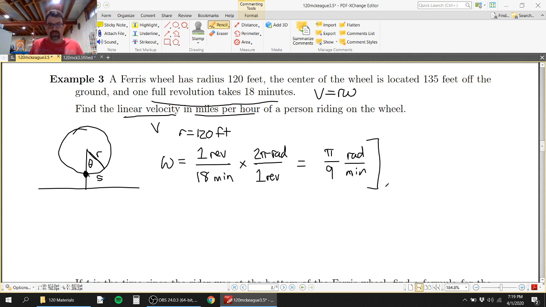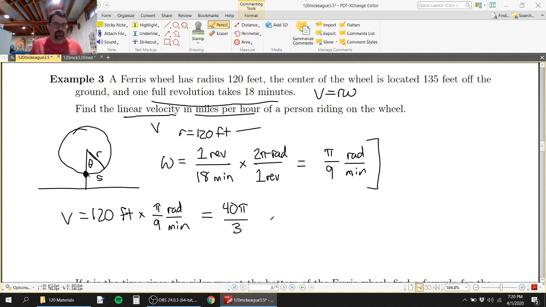But now that omega is measured in radians, and here's our radius, we can say v equals 120 feet times pi over 9 radians per minute. So we can cancel a 3 out of 120 and 9, which leaves a 40 on top to go with pi. Taking 3 out of 9 leaves a 3. And the unit, well, we have per minute. This is a linear velocity, so it should be a distance on top per minute on the bottom. And we have feet.